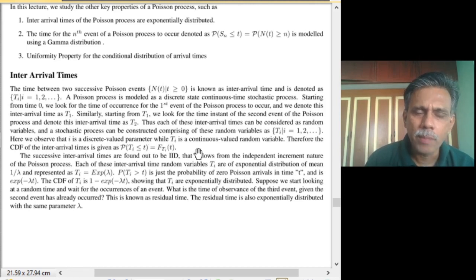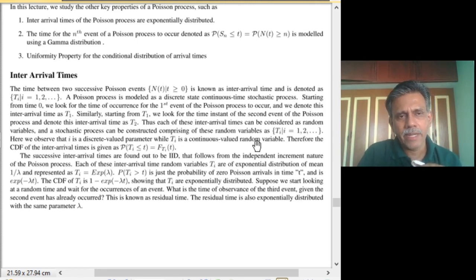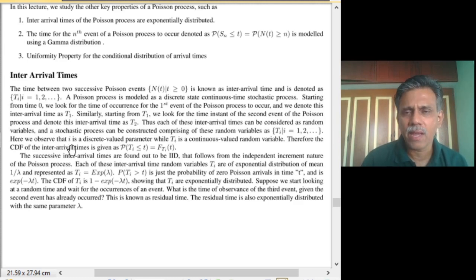So what will be the nature of the Ti's? First of all, we can see that by the independent increment nature of the Poisson stochastic process, the inter-arrival times have to be independent. And again we can assume that they should be identically distributed, because of this time stationarity: the inter-arrival time between the 10th and 11th customer and between the 20th and 21st arrivals should not be different. So they are IID random variables.